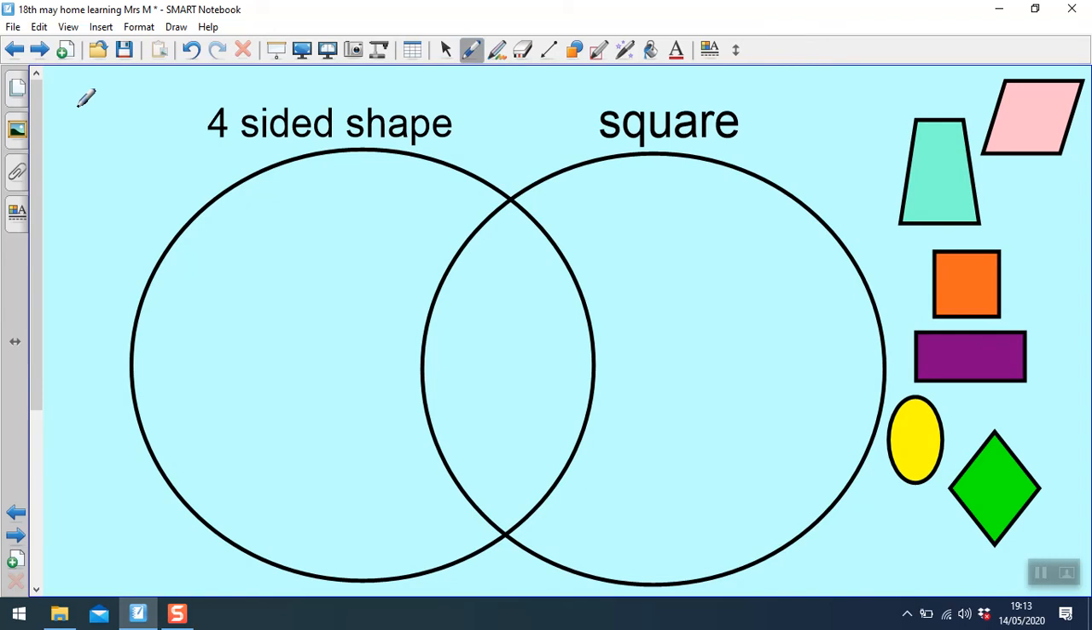Now I want you to have a look at this. This is called a Venn diagram. So it's a way to sort shapes. Everything that needs to go inside this whole circle can be a 4-sided shape. Everything inside this circle is going to be a square. Anything that goes in the middle is going to be shapes that are 4-sided and squares. I'd like you to draw these shapes on a piece of paper, draw the Venn diagram, and see if you can sort them. Any shapes that don't fit into either category need to stay on the outside. Pause the video while you have a go.